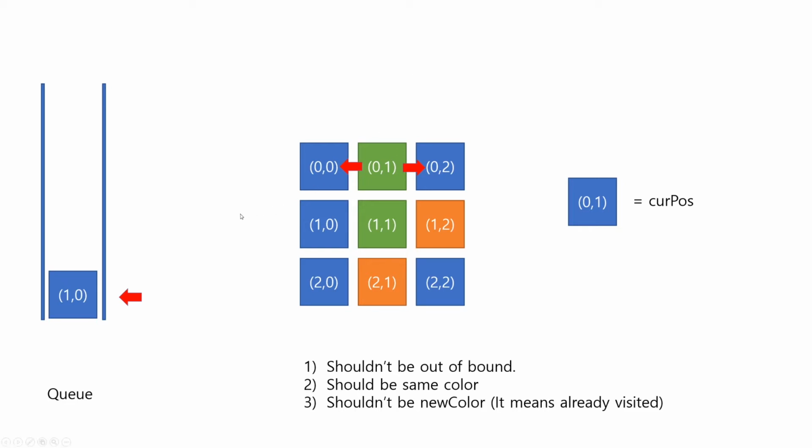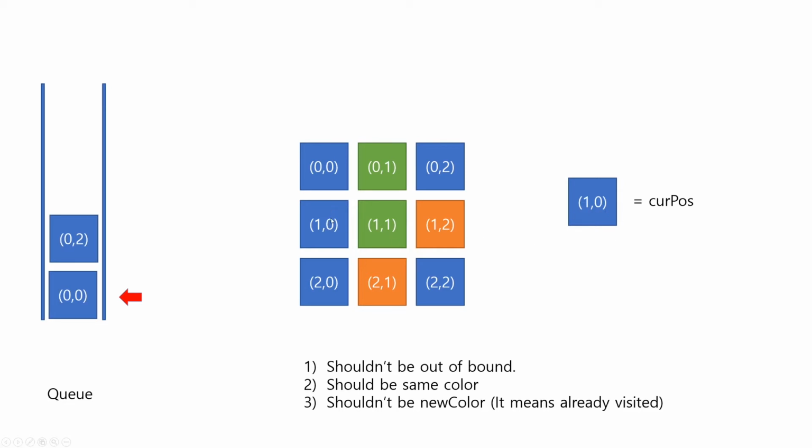So in this way, we're gonna put those two positions into the queue, and I will pop the position from the queue, and the current position would be 1, 0.